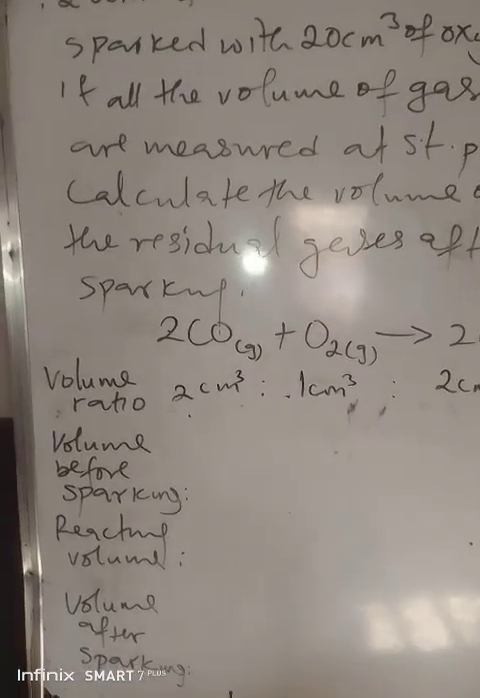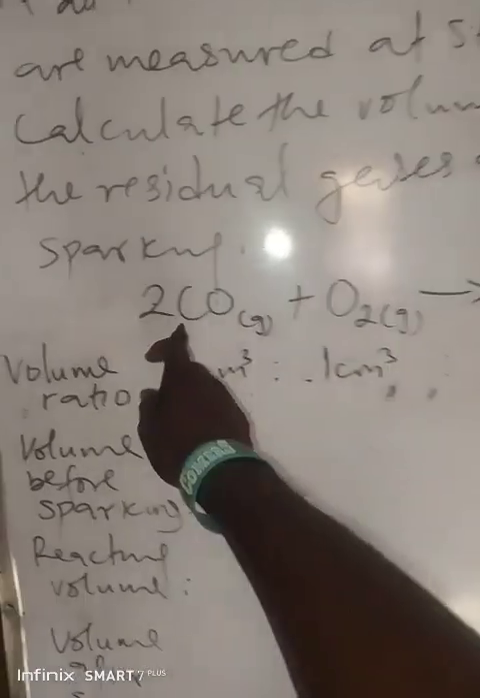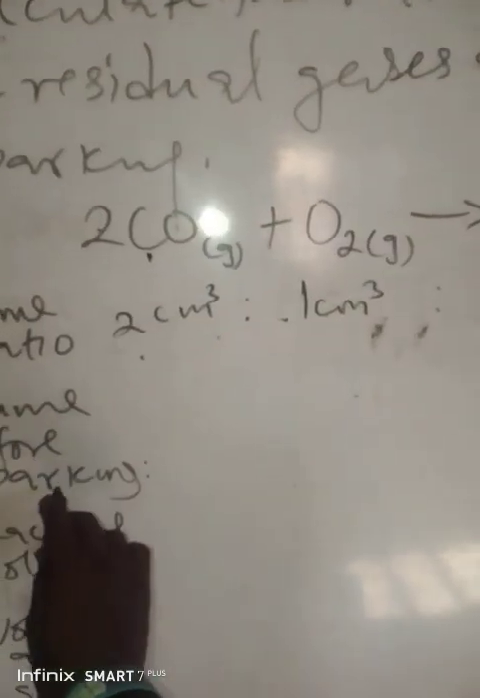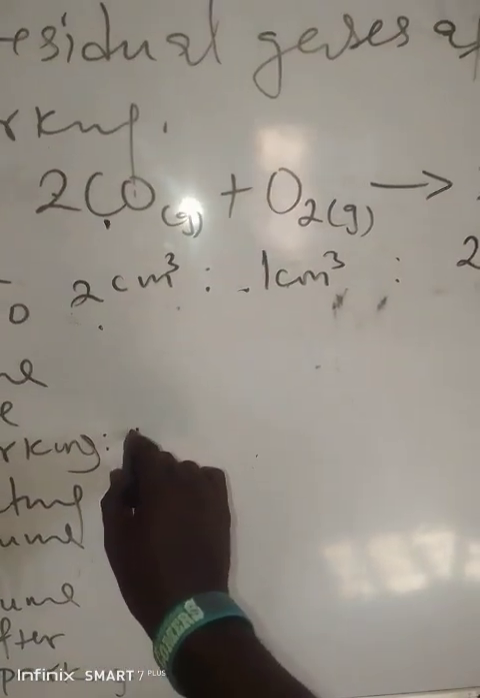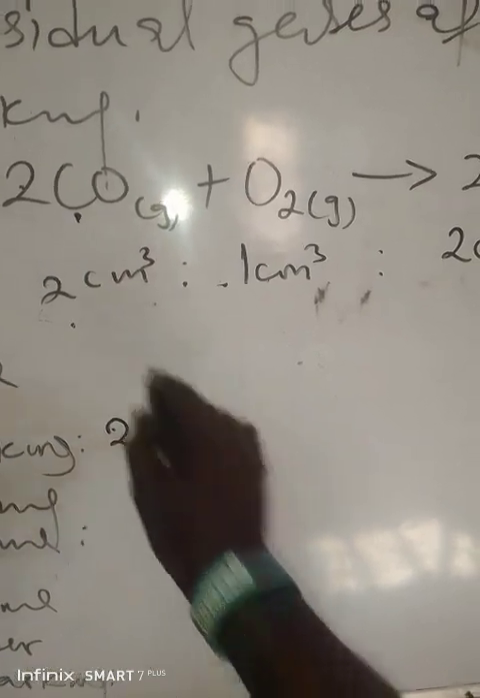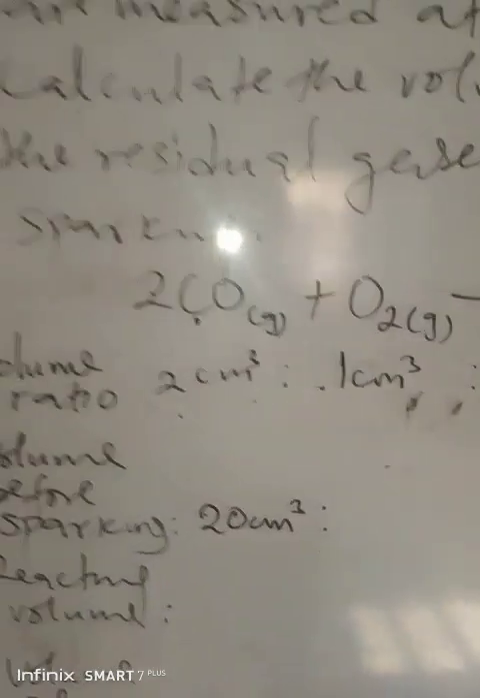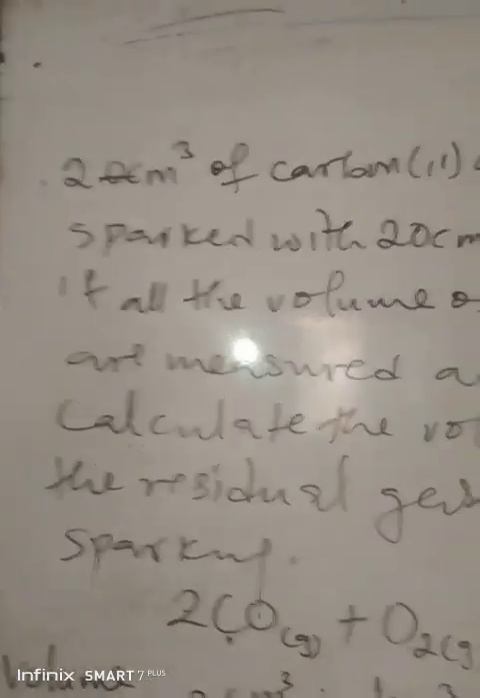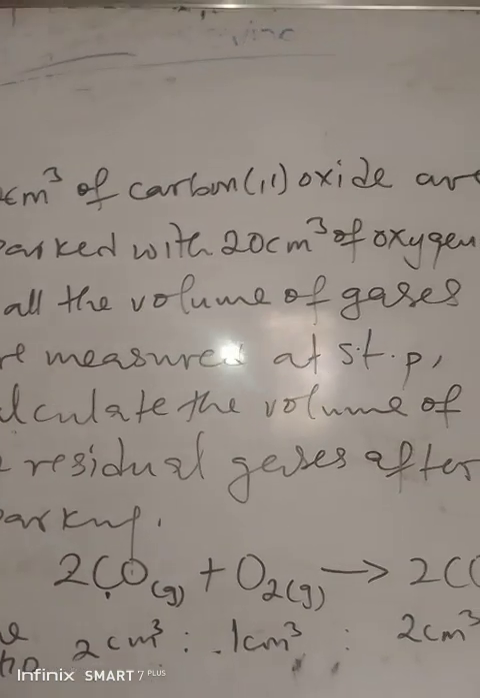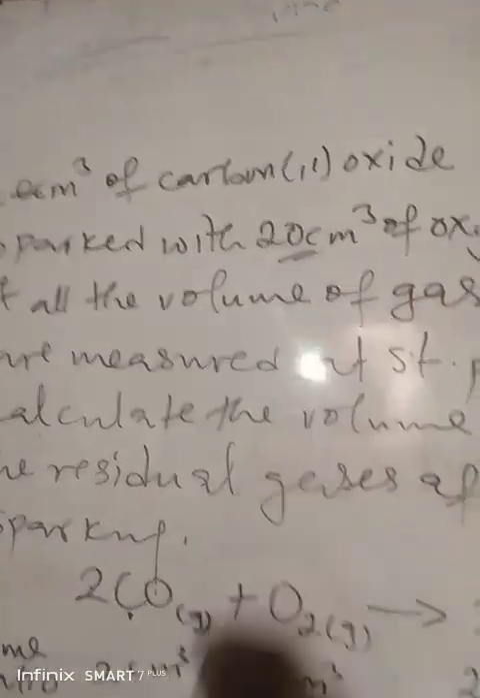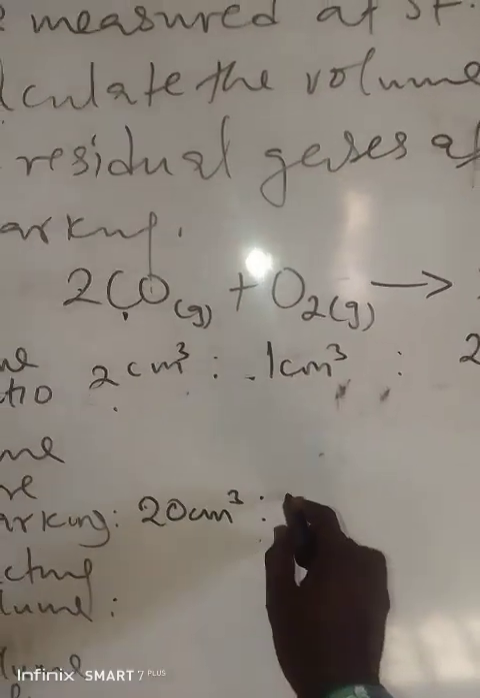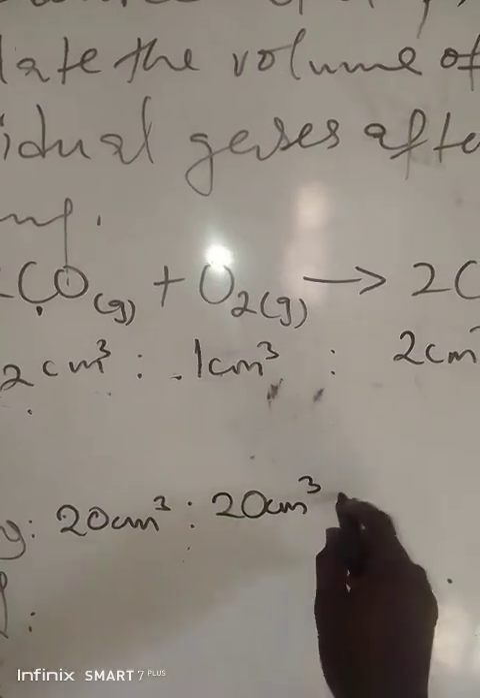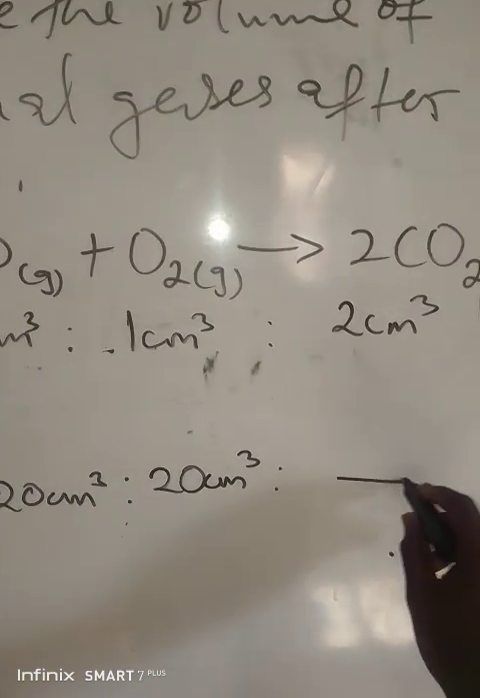Then the next thing to tackle is the volume before sparking. Then we go to the question. What are we going to put under this CO? This 20 cm³, that's the volume before they mix them together. So we put 20 cm³ for CO, which is carbon(II) oxide. What did they give us for oxygen? They say 20 cm³ of carbon(II) oxide are sparked with 20 cm³ of oxygen. So we put 20 cm³ under oxygen also. The product has not been formed yet.